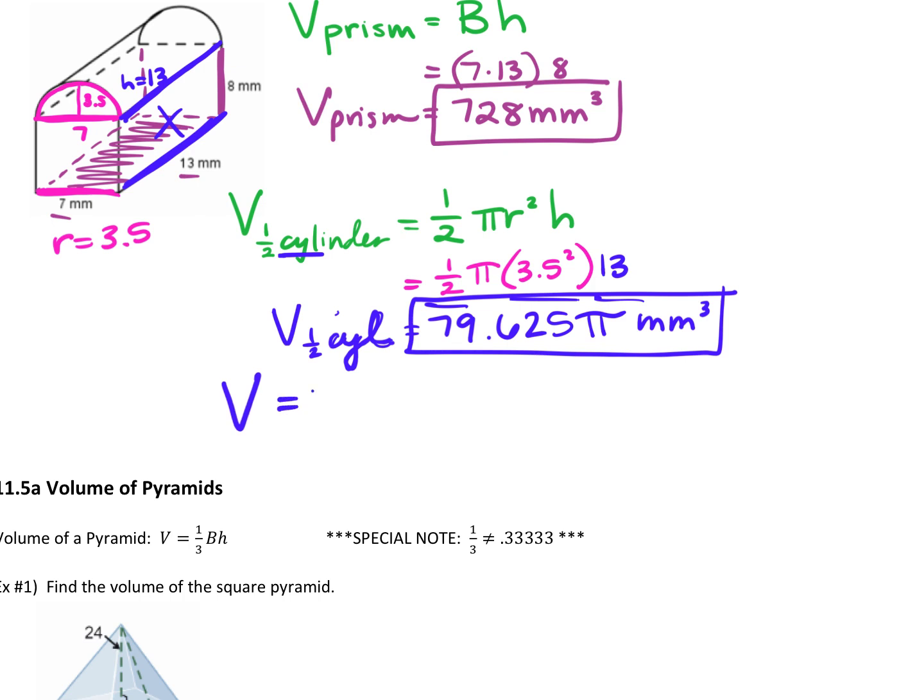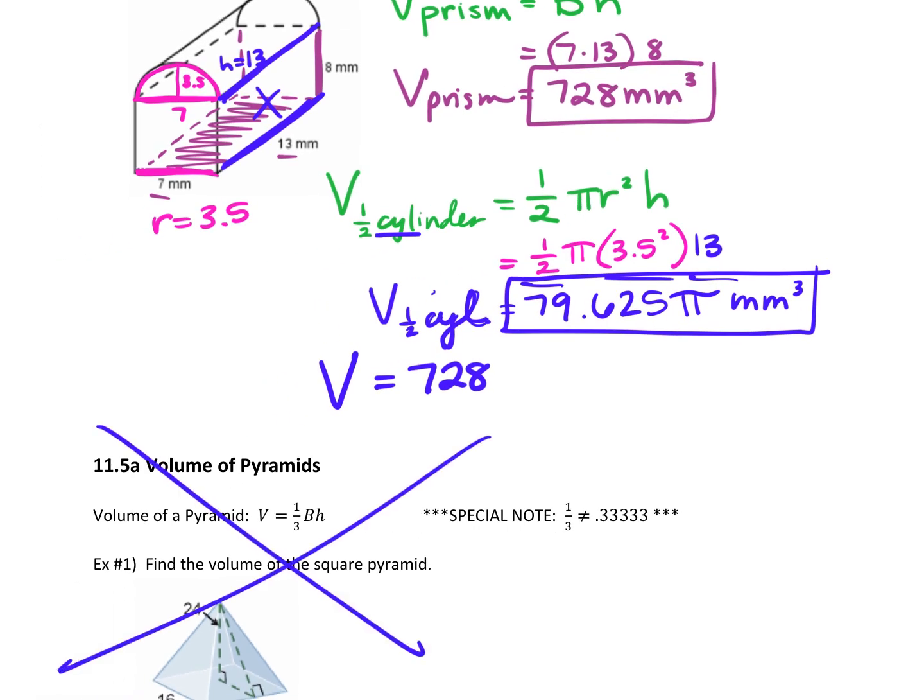Adam? 11.5. What? Where is there an 11.5? Underneath. Underneath what? Where? I don't know where you're looking right now. Oh, we're stopping at 11.4.